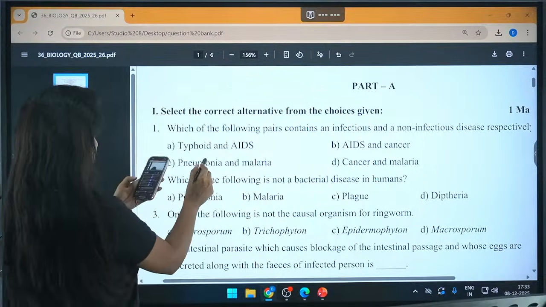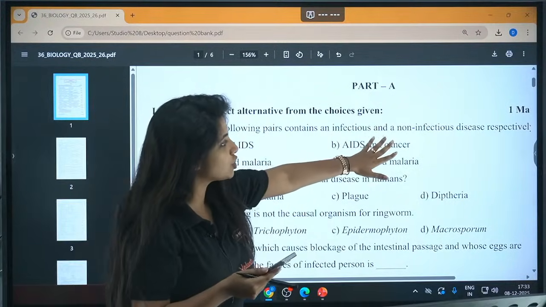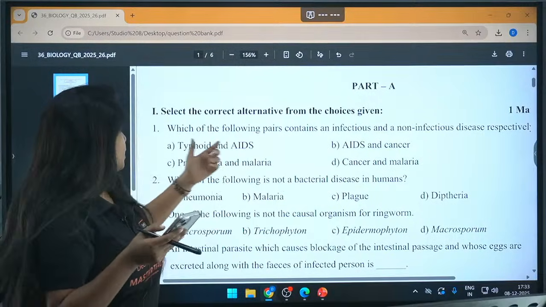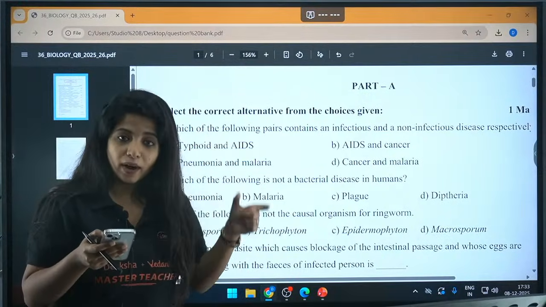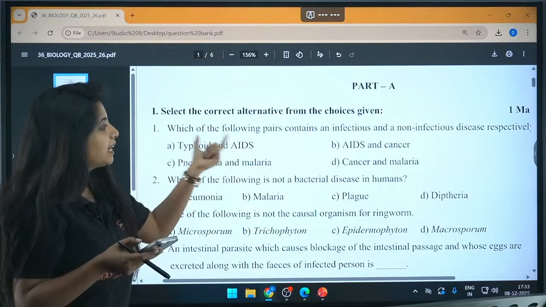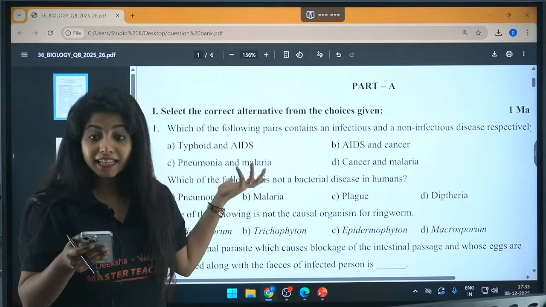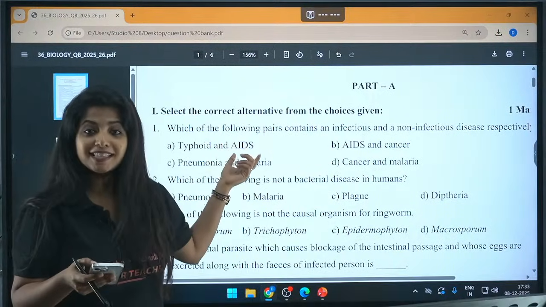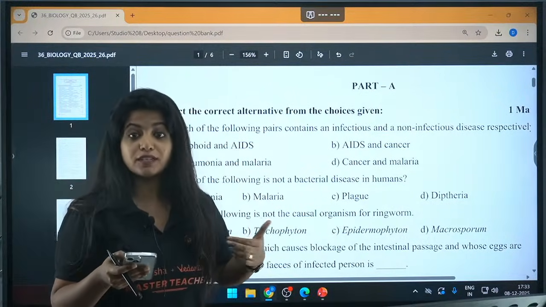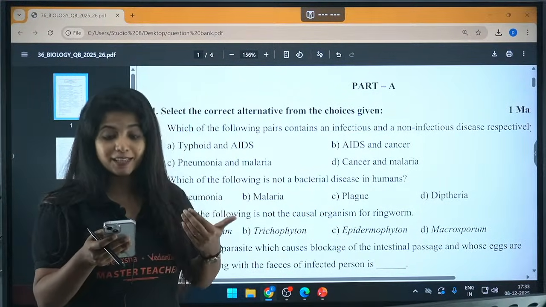Okay, so the first question that we have over here is, which of the following pairs contains an infectious and non-infectious disease respectively? So you have to find which one has one infectious and one non-infectious disease. First is typhoid and AIDS. Typhoid, my dear children, is a bacterial disease and it is infectious. What about AIDS? AIDS is basically caused by a virus and it is also considered to be infectious. It comes under STD, sexually transmitted disease, right?